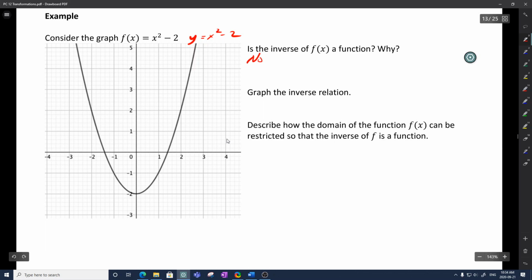No. The inverse is not a function. It's a relation. And the reason for that is y is equal to f of x fails the horizontal line test.